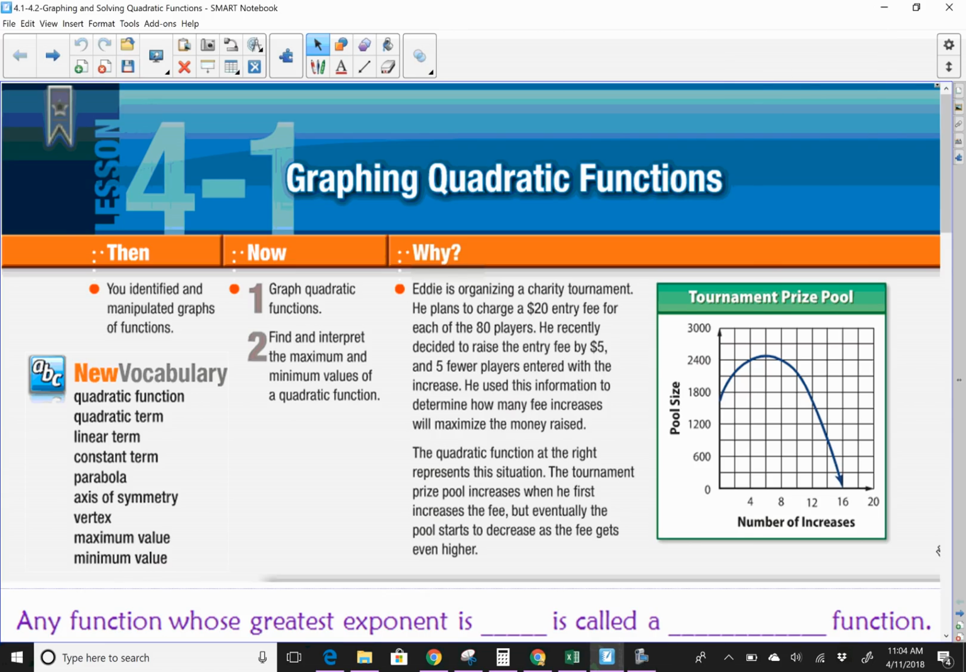Okay, today's lesson is 4.1, graphing quadratic functions.